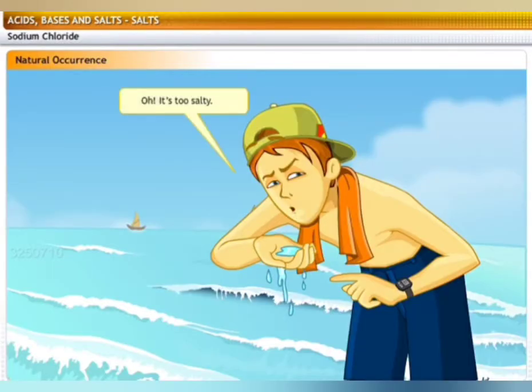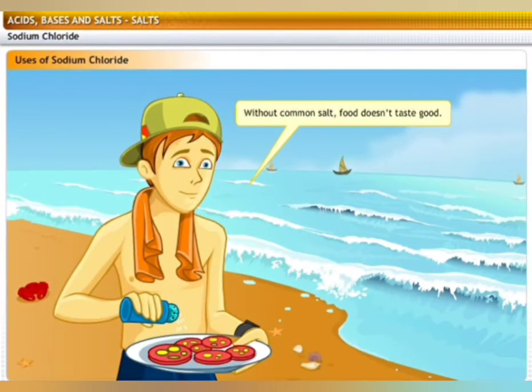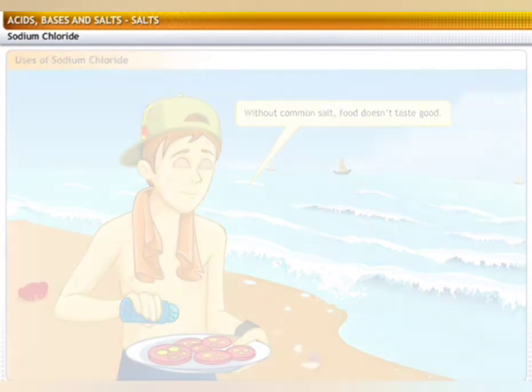Oh, it's too salty. Seawater contains many dissolved salts like chloride of potassium, magnesium, iodides of potassium, etc. Although the most abundant sea salt is sodium chloride or common salt, sodium chloride is obtained from seawater by the process of evaporation. Without common salt, food doesn't taste good.